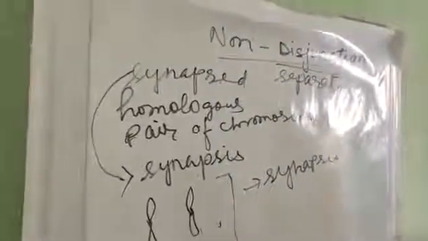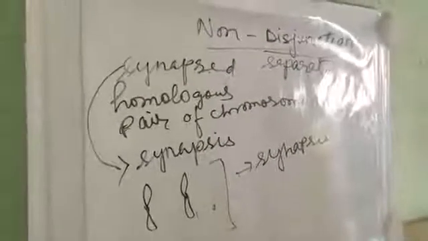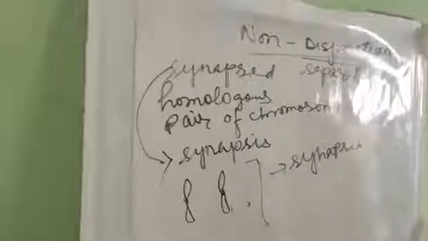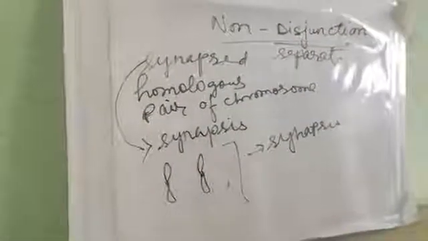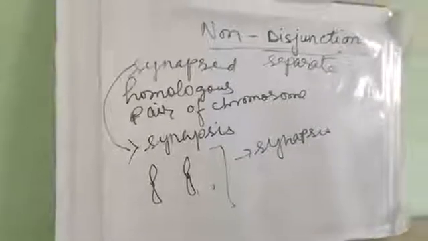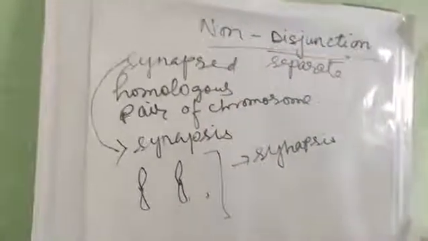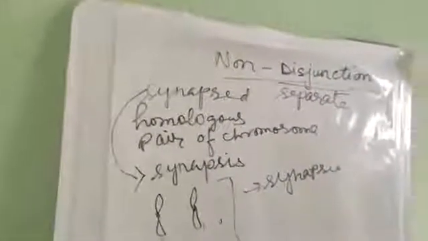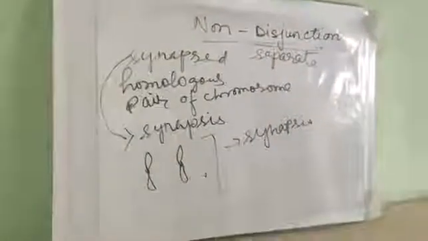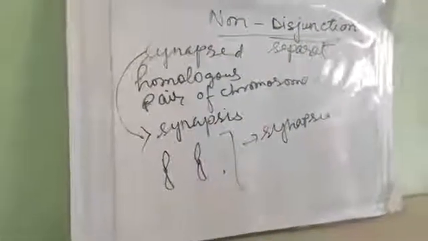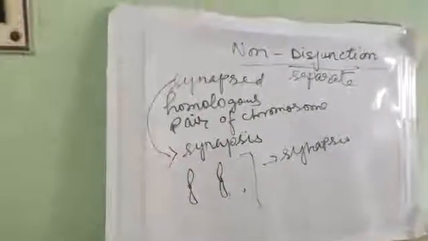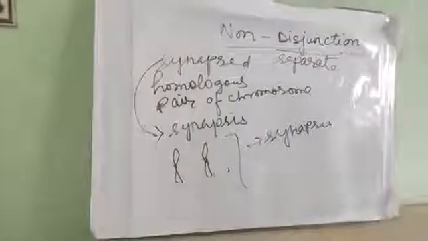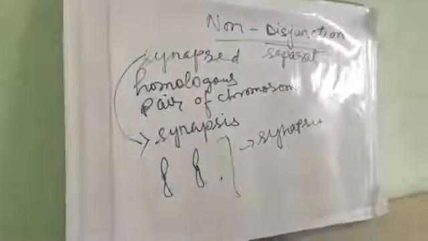Now this non-disjunction is primarily of two types. One is mitotic, another one is meiotic. Now what is mitotic non-disjunction? Simply from your common sense, the non-disjunction takes place in the mitosis cell division. Now where does this mitosis cell division actually take place? In the body chromosome. So the non-disjunction which is taking place in the body cells or in the mitosis cell division, that is the mitotic non-disjunction.